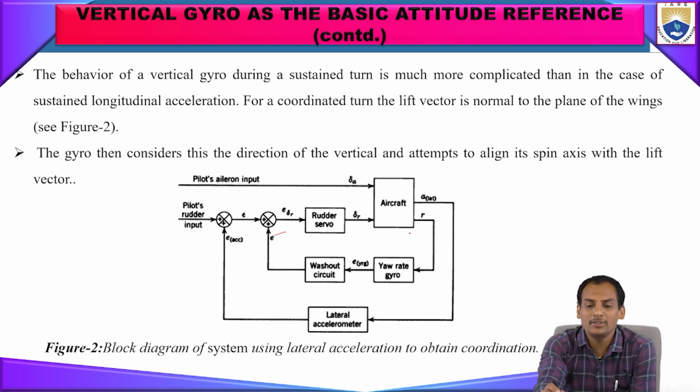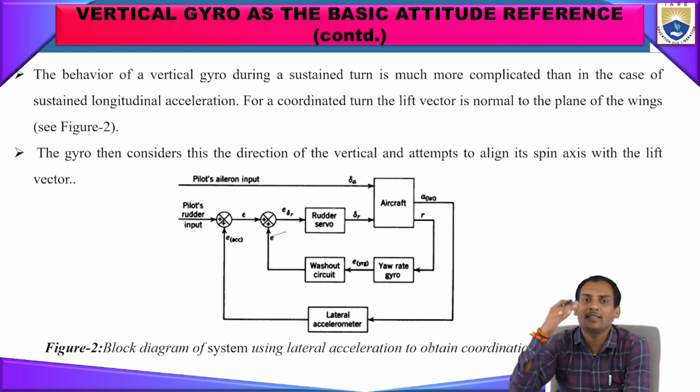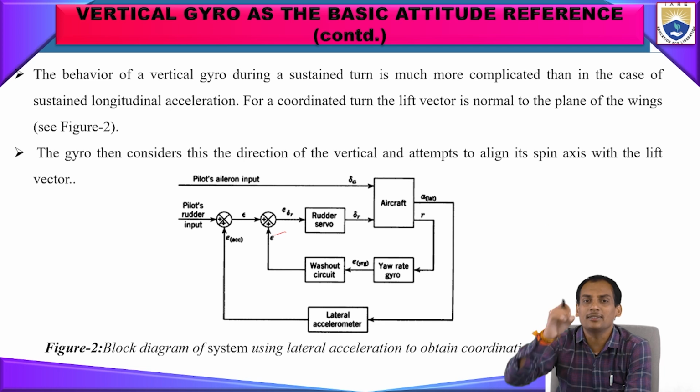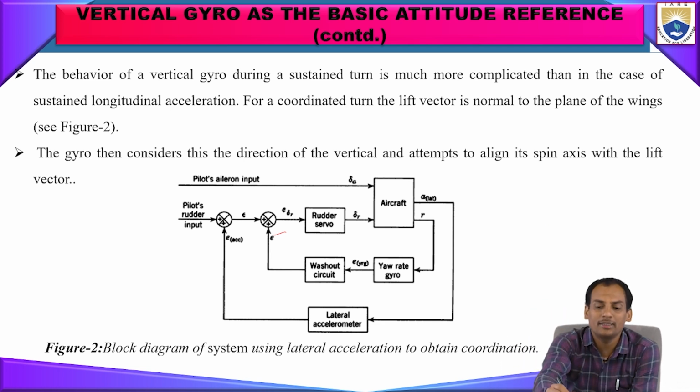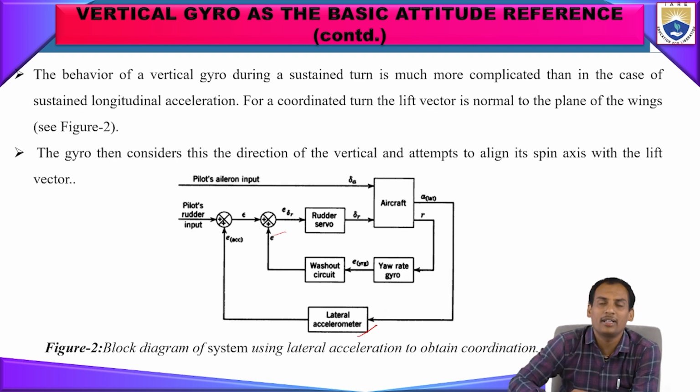There is also lateral accelerometer feedback. Once enough acceleration is given, it has to give a back signal, that is the feedback signal. That feedback signal is taken from the lateral accelerometer and fed to the summing amplifier.